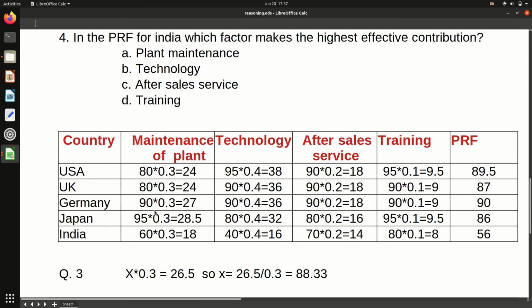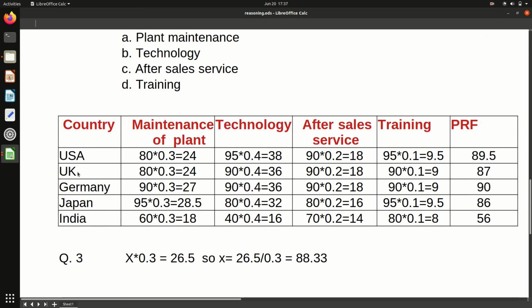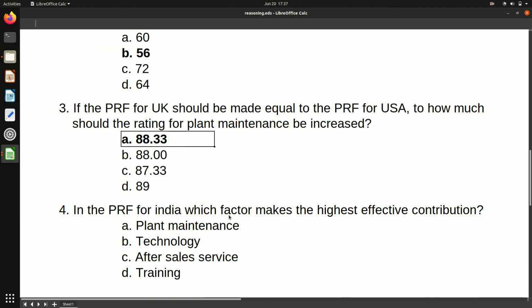So see, this was very easy. If you see carefully, we have to just increase the PRF of UK and make it equal to PRF of USA. So it is 89.5, it is 87. We want to increase by 2.5, and that we have to increase in case of maintenance. We will not touch the other three. In case of maintenance, the rating is now 80. Let us suppose the new rating is X, multiplied by 0.3, and currently the total is 24, but we want the total to be 26.5, because then only it will become equal to 89.5. We increase by 2.5 and calculate the value of X. So this was the third question.